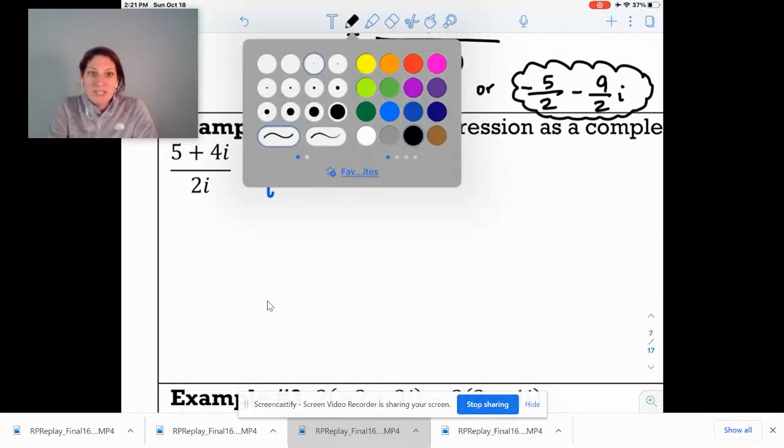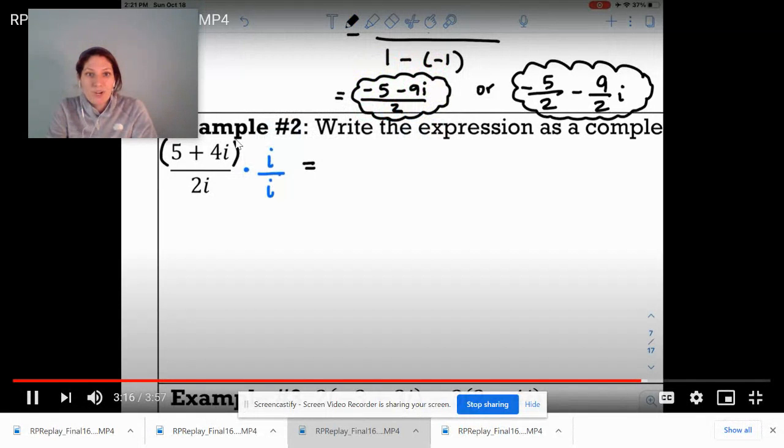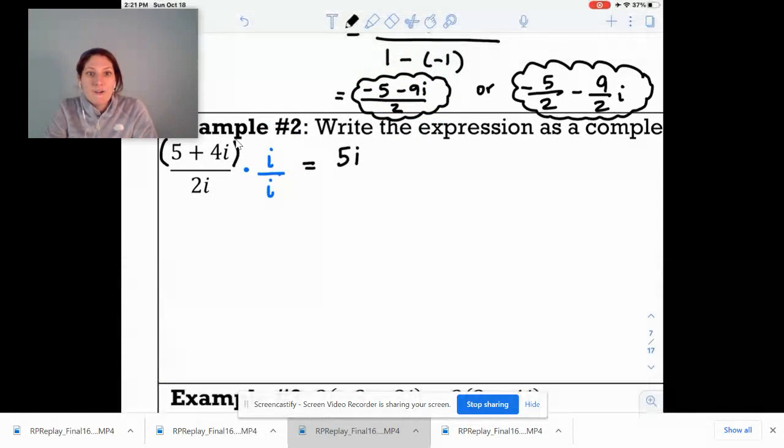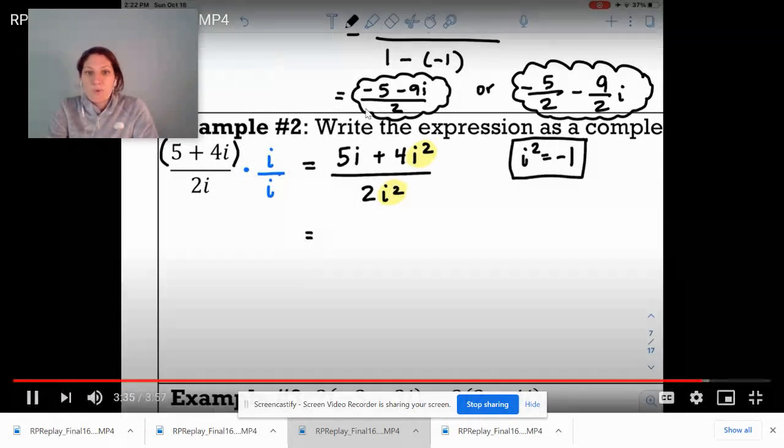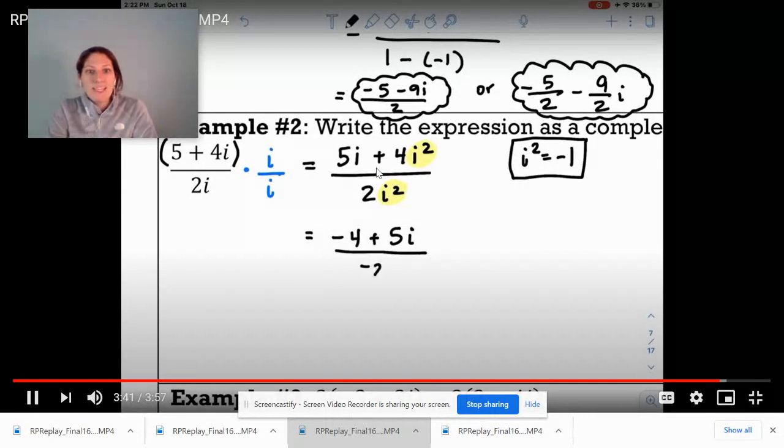On the top, I am really technically distributing the i to both terms. 5 times i, 4i times i gives me 4i squared, and 2i times i is 2i squared. Anytime you see i squared, you need to simplify that because we know that i squared is equal to -1. So 4 times -1 will change this to -4. And I want to keep it in standard form, so I'm going to write it as -4 plus 5i. And 2 times -1 is going to be -2.